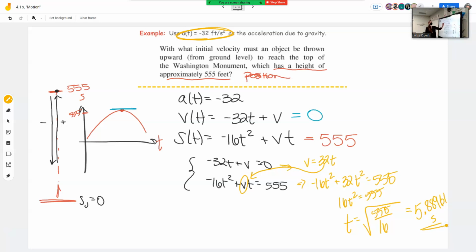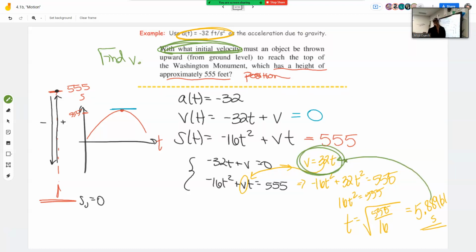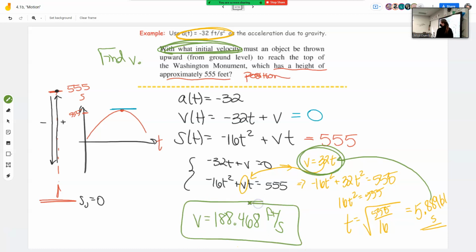But guys, if they want how fast it needs to be thrown, who am I actually looking for? Is there anything on this page that if I know the time, I can find the velocity? Multiply by 32. That ball would need to be thrown with an initial velocity of 188.468 feet per second to reach the top of the monument.